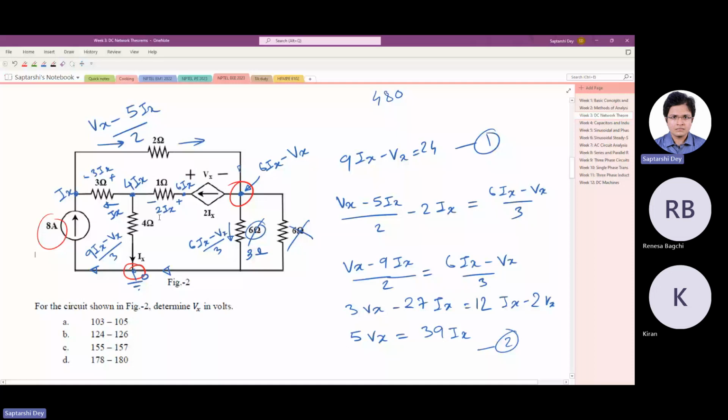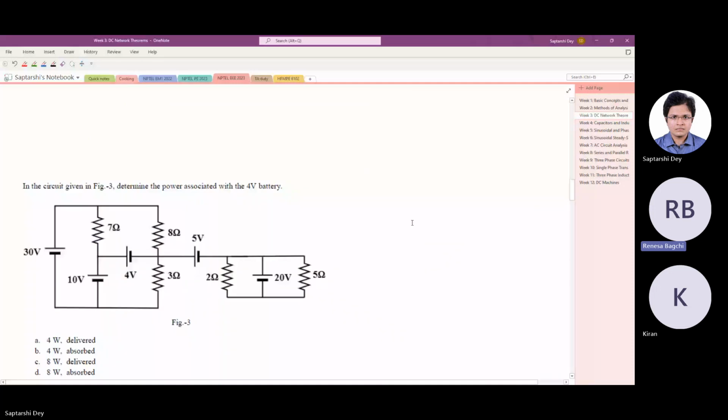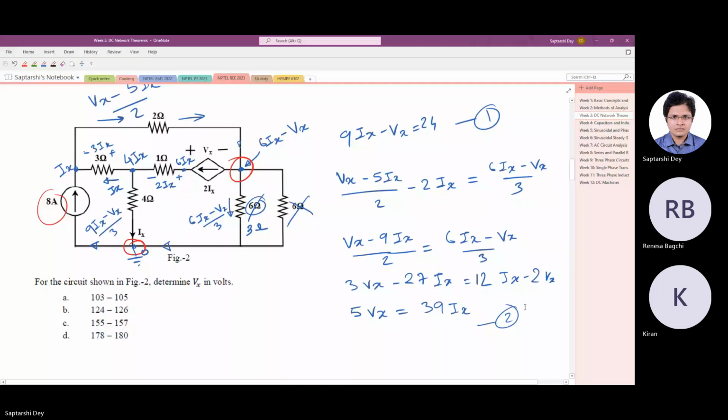All right, we'll look into this problem. The question was in the lecture video also, and it was done using node analysis. So I'm trying to solve it by that method. This one you are saying? Yeah, a very similar question was in the lecture video as well.